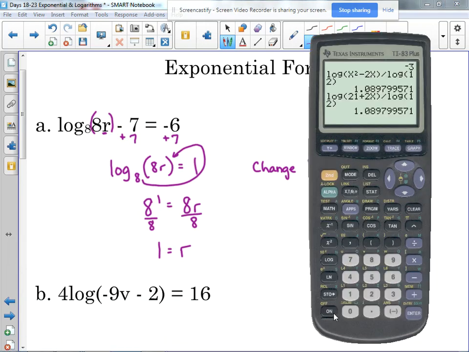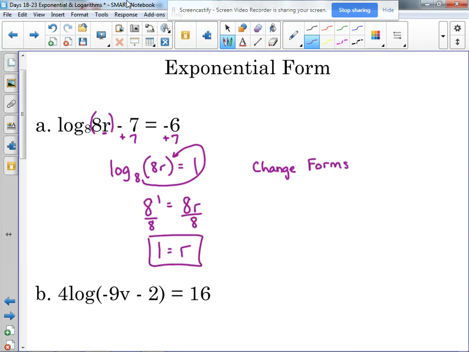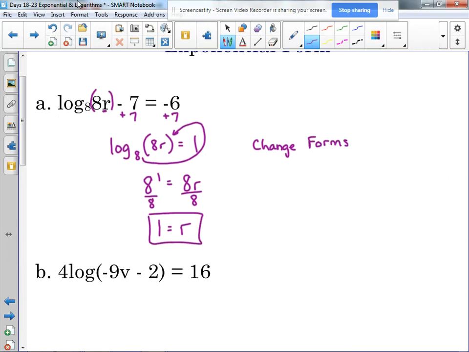And we should still always check our solutions, remembering change of base. So we've got the log of 8 times 1, okay, divided by the log of 8 minus 7 does give us -6. So 1 is the correct answer here.